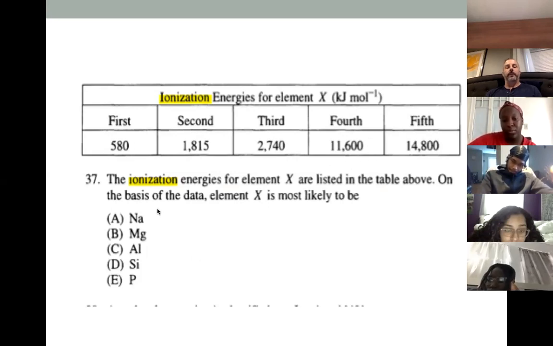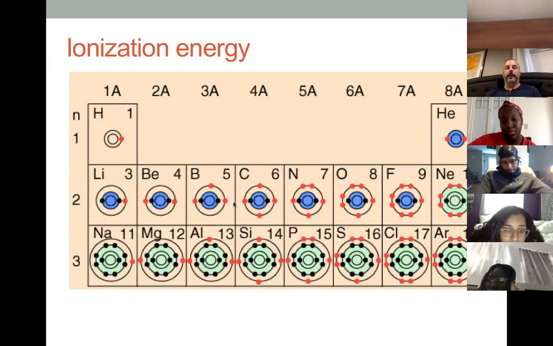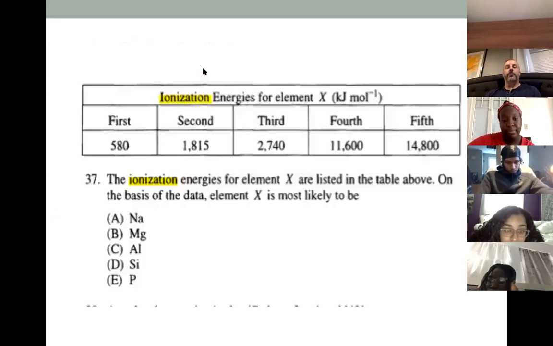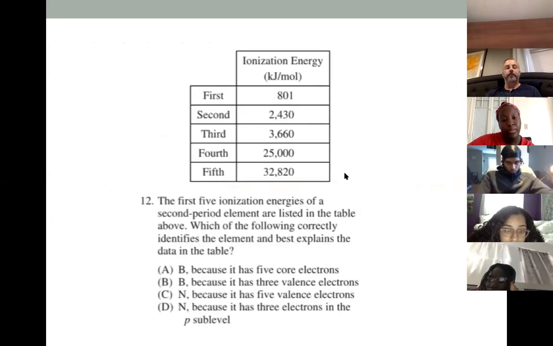So which element has 3 valence electrons here? Al. Yeah, good. We can go back and see that Al is in family 3 and it has 3 valence electrons. So that's how the AP test sort of tests your knowledge on these. That's a simpler one.